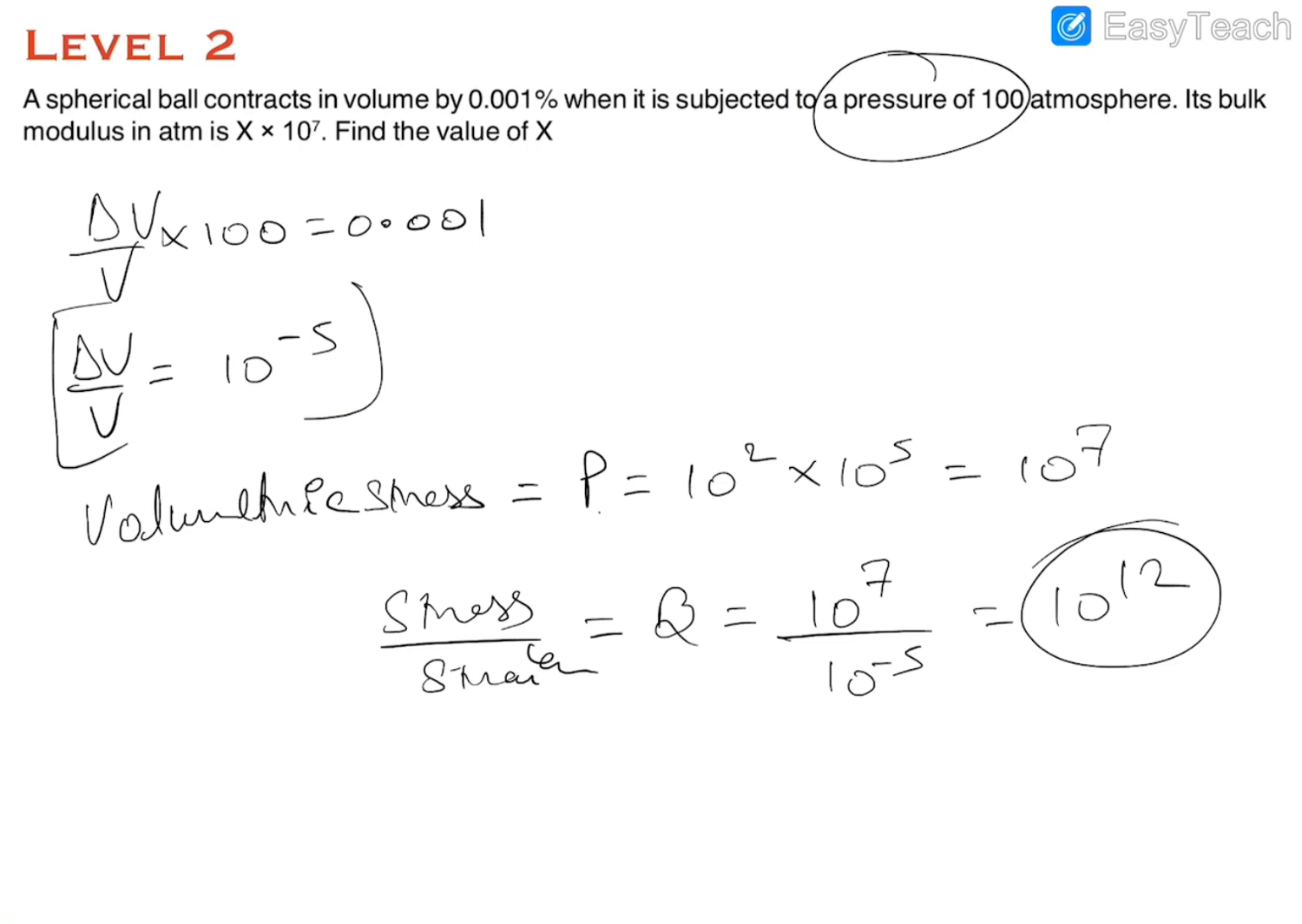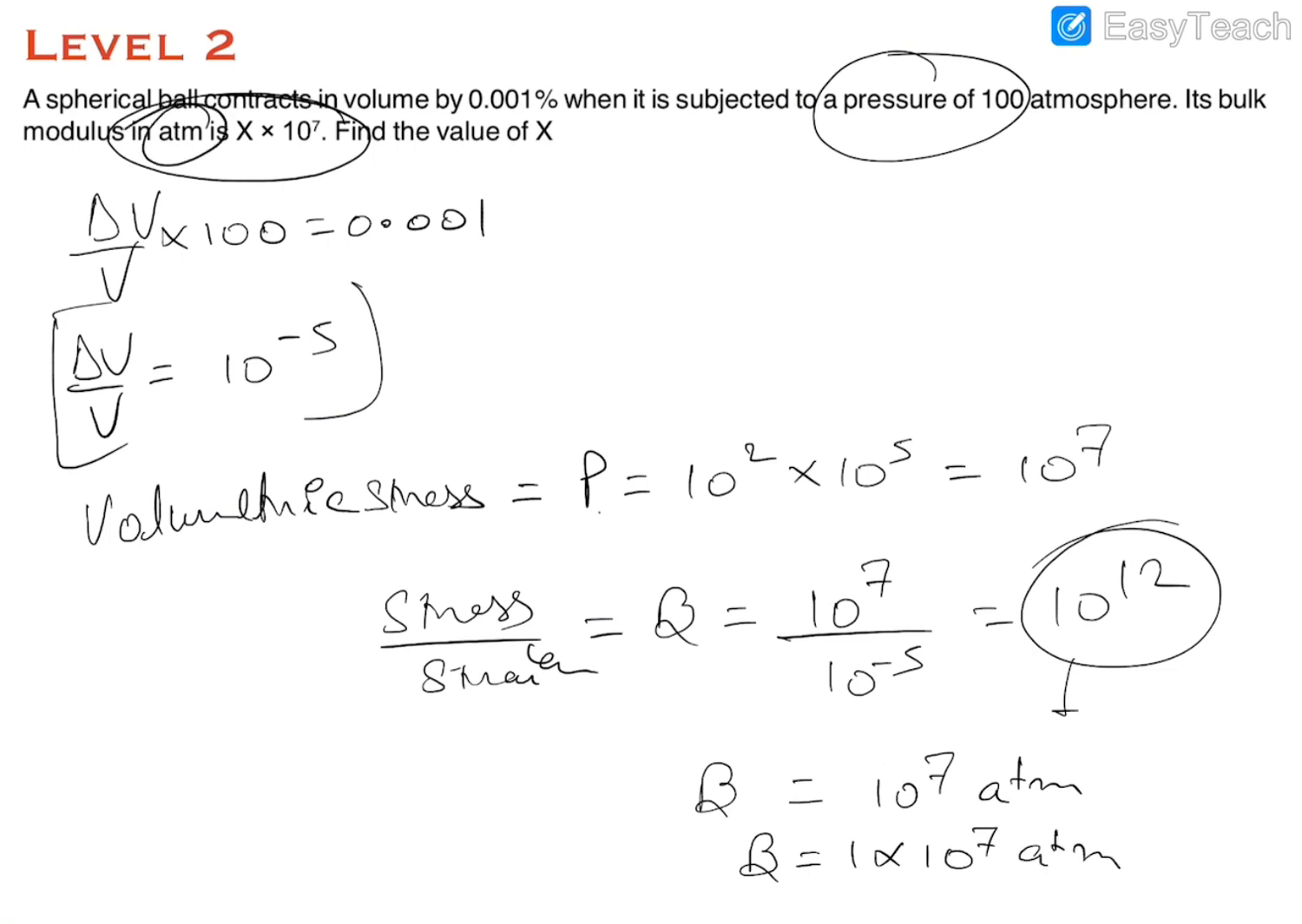So we have to find out this in atmospheres. In fact, you can see that 10 raised to power 12 pascals is equal to 10 raised to power 7 atm, because 1 atm is 10 raised to power 5 pascals. So the bulk modulus is equal to 1 into 10 raised to power 7 atm. You have to find it out in atm. So the value of x in this case is equal to 1, and this is the final answer. Now let's move on to the next question.